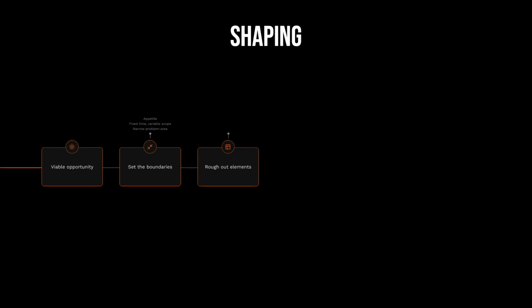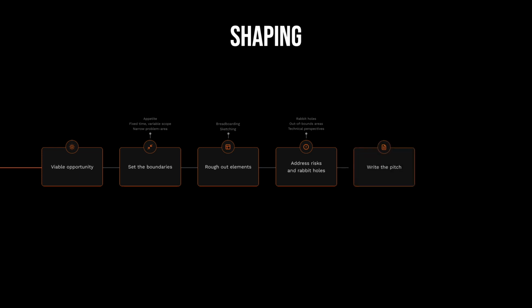This creates a viable opportunity that we can take into shaping to set the boundaries with a clear appetite and problem area, rough out the elements with sketching and other techniques like breadboarding to intentionally leave the solution rough so the team can fill in the details during development, address risks and rabbit holes that could trip the team up technically, write the formal pitch that lays out all of the elements, and then make a bet on a rough, solved, and bounded solution.